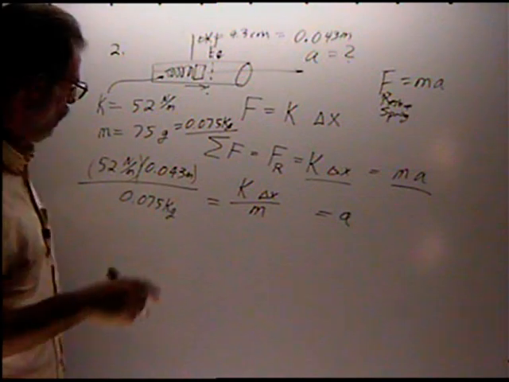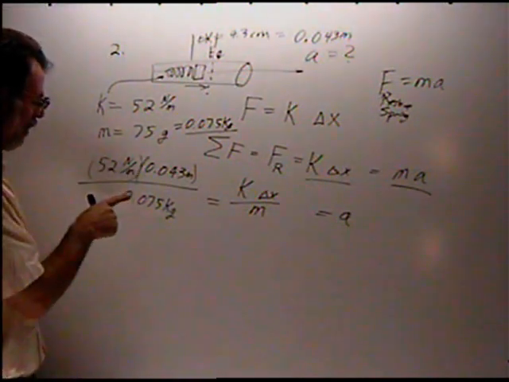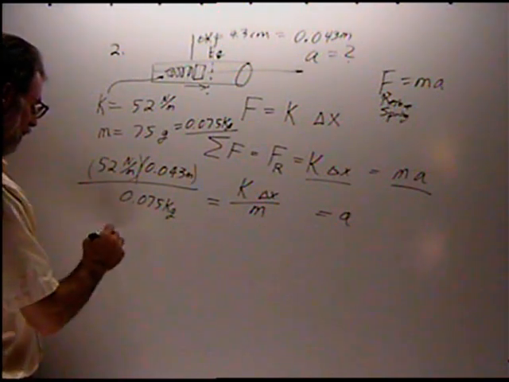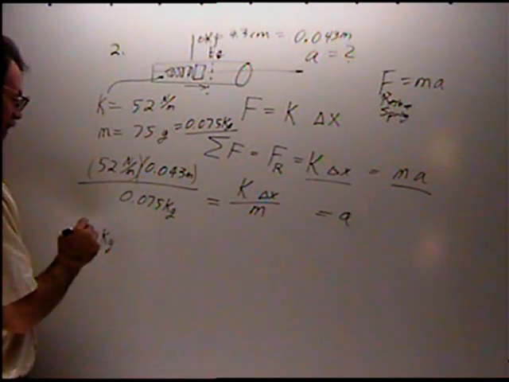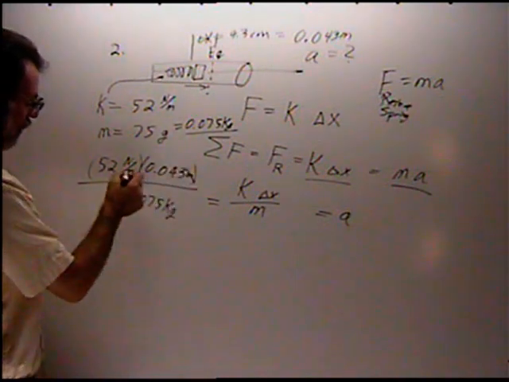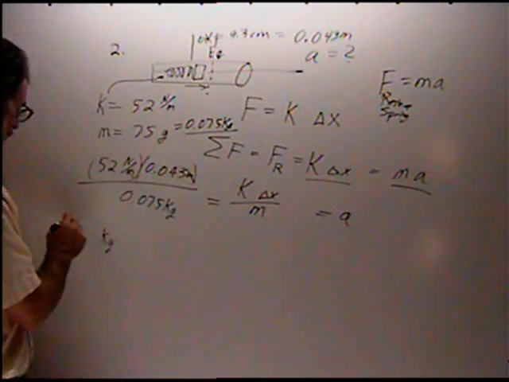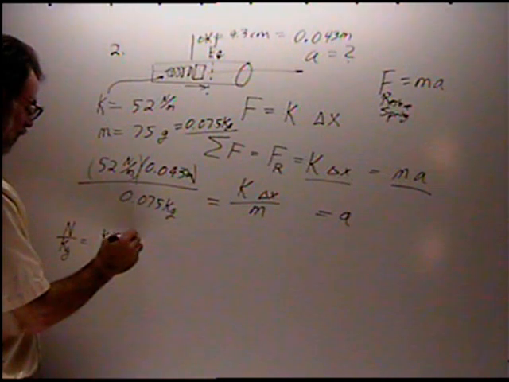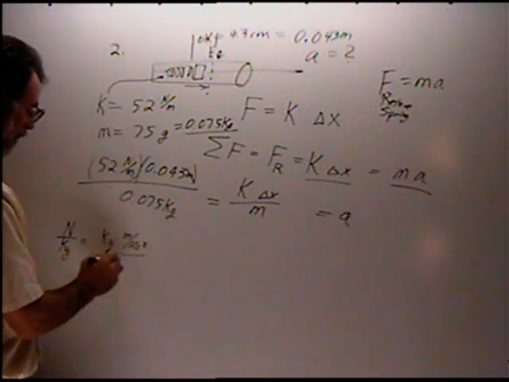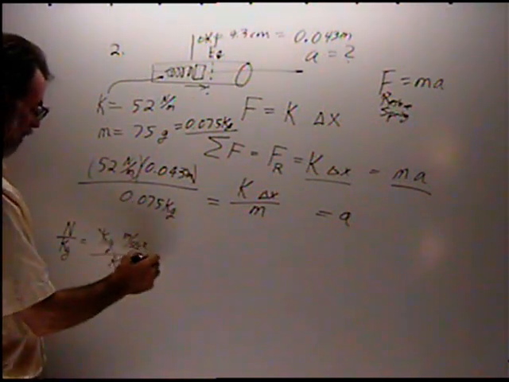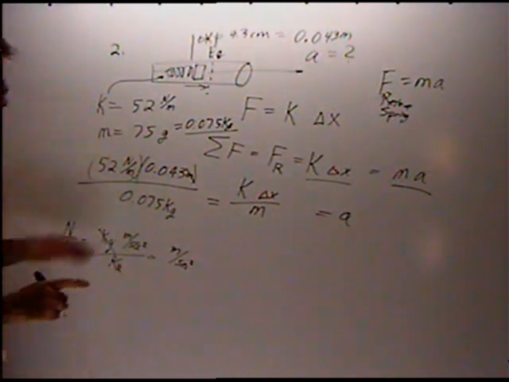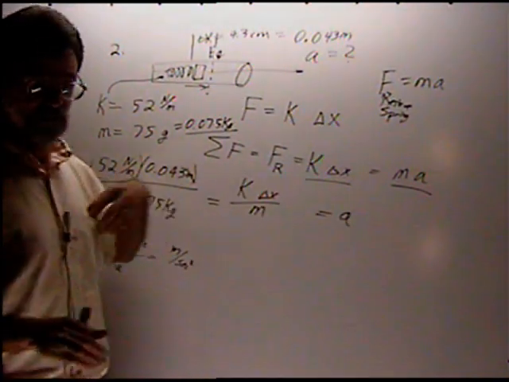Okay, let's make sure these units are right. Let's look at the units. First of all, these meters cancel out, so we're left with newtons per kilogram. A newton is a kilogram meter per second squared, divided by kilograms. Obviously, kilograms cancel out, giving us units of meters per second squared. So the units work out to acceleration units, which is good.